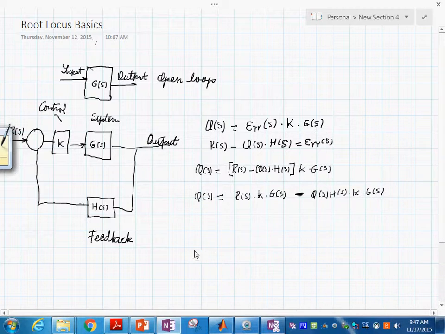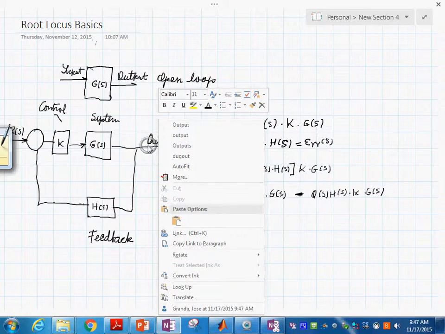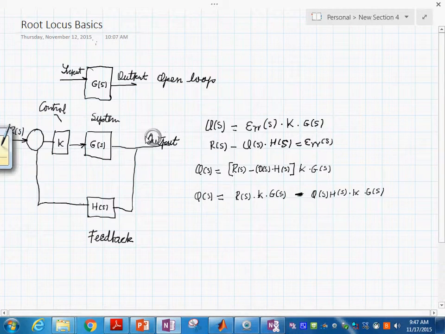And you may say, where are we going? We are going to establish a transfer function between this reference and the output. That's what we want. A reference between this and this. This is what we want.